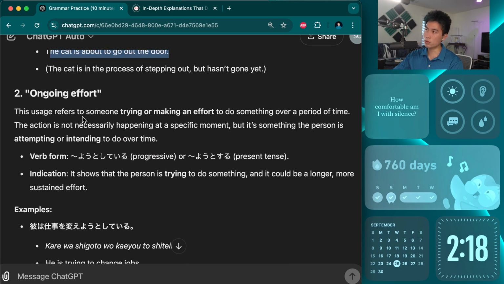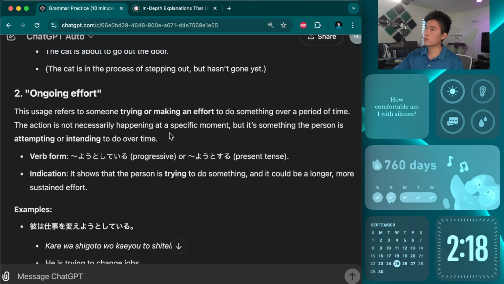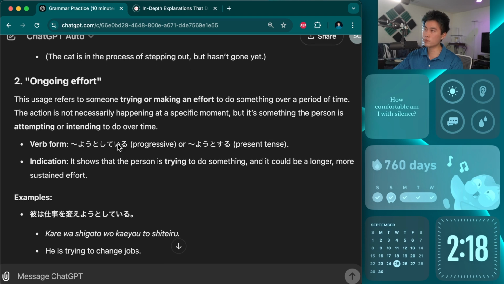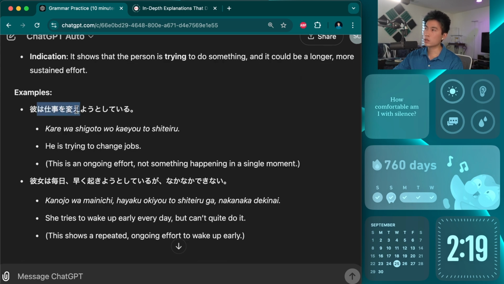Okay, ongoing effort. This usually, okay. The action is not necessarily happening at a specific moment. I got it. But it's something the person is attempting or intending to do over time. So ようとしてる is progressive, ようとする. Okay. は仕事. This is change, right? 変えようとしてる. That's correct. He is trying to change jobs. Okay. So してる is like an ongoing thing. I mean, that much is obvious, so it doesn't make sense to use it in the case of something that's about to happen. So that makes sense.